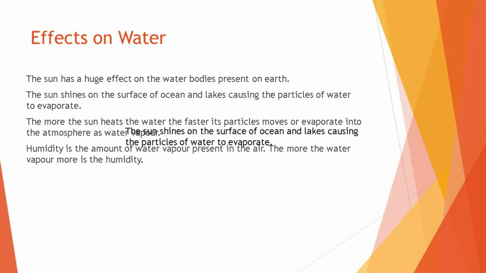as water vapor. So when the water is being heated by the heat of the sun, it evaporates in the form of water vapor. Now, what will happen then? The more the amount of heat, the more water vapor will be present in the air, and this is known as humidity. What is humidity? Humidity is the amount of water vapor present in the air. The more the water vapor, the more the humidity.